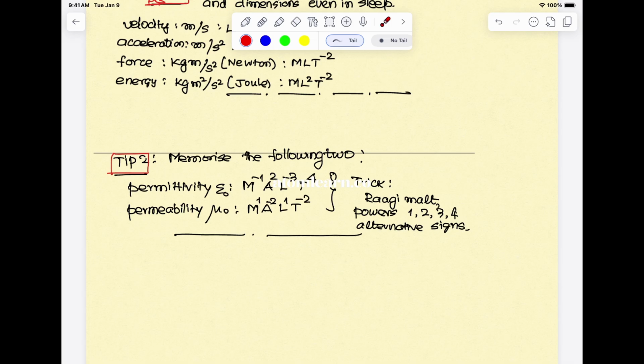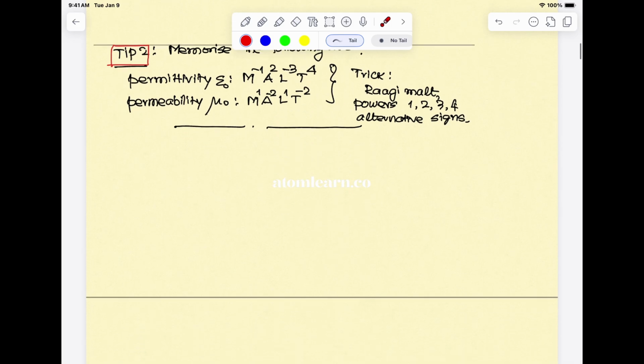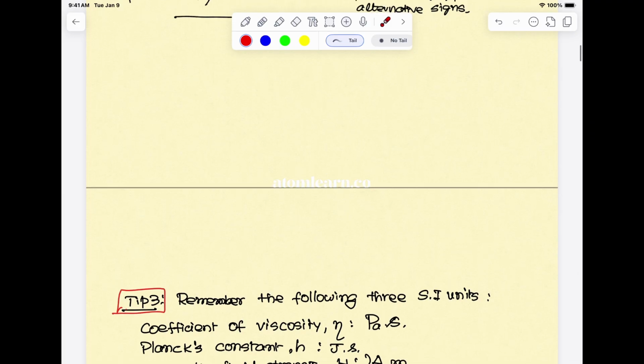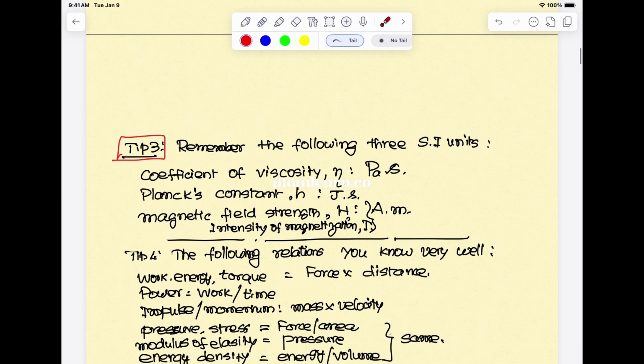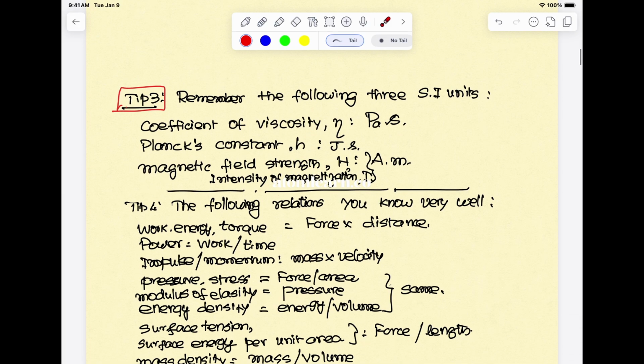You can easily remember it, and therefore you can save a lot of time and also do it successfully. Okay, now that is my tip number 2. Then we go to tip number 3.